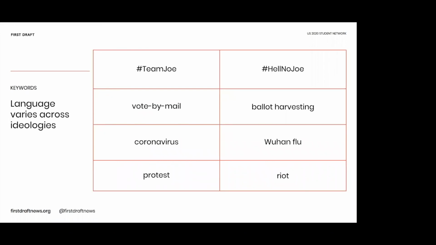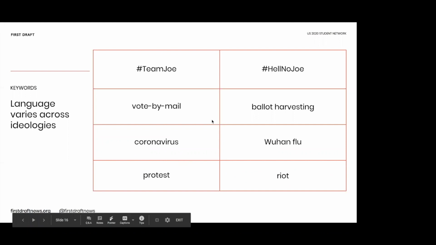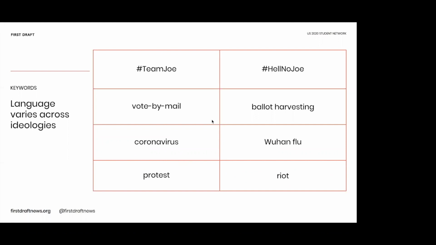And the other thing that you have to think about is the fact that language changes. Language changes depending on ideology. So this isn't necessarily a left-right divide. Coronavirus, for example, is a general term. But here are just some differences in words that are about the same topic, but are totally different because of the ideology of the person who's using the word. So Team Joe is a hashtag that is associated with Joe Biden supporters. Hell no, Joe is also talking about Joe Biden, but that comes from the right or the left, maybe, but people who are not supporters of Joe Biden, of course.